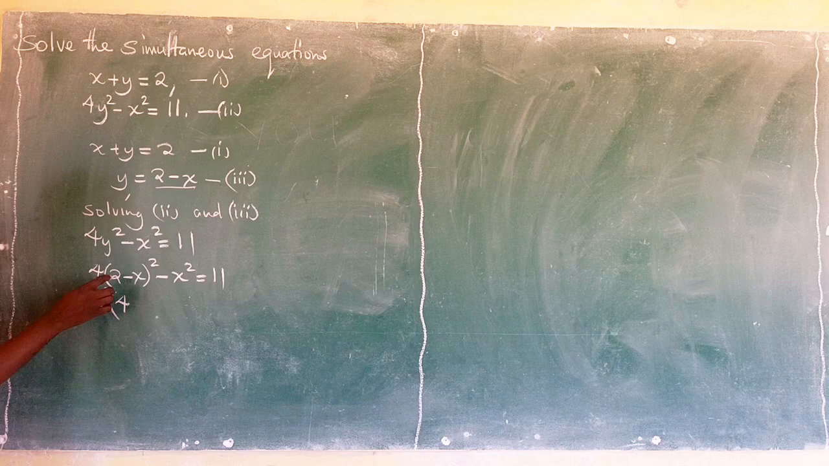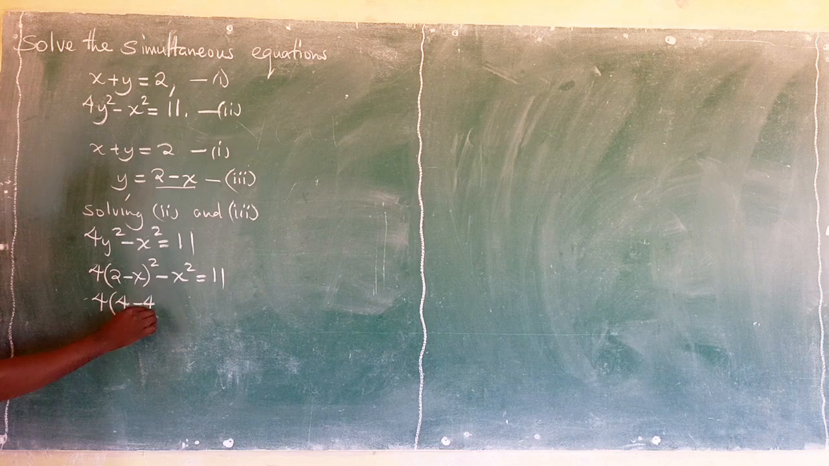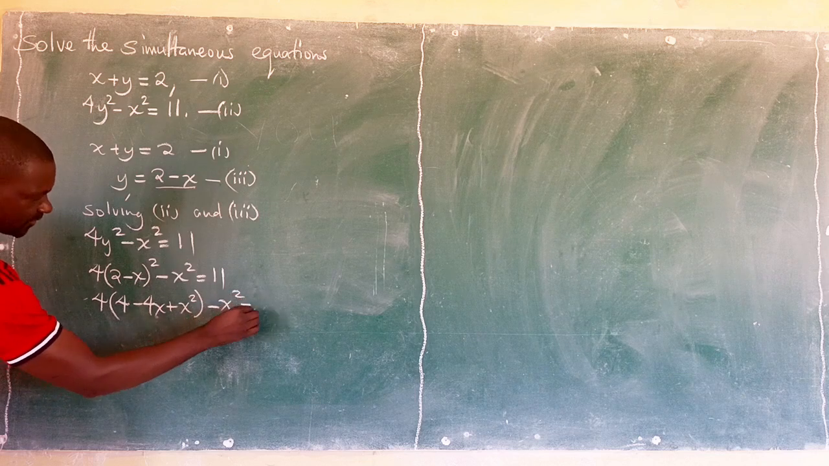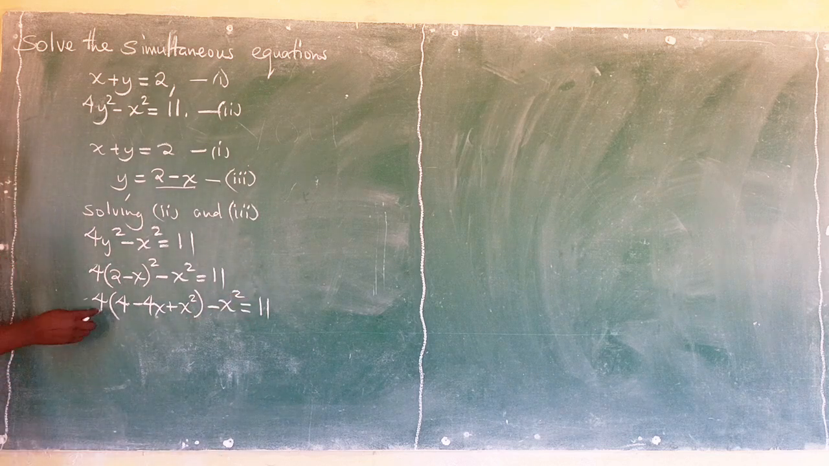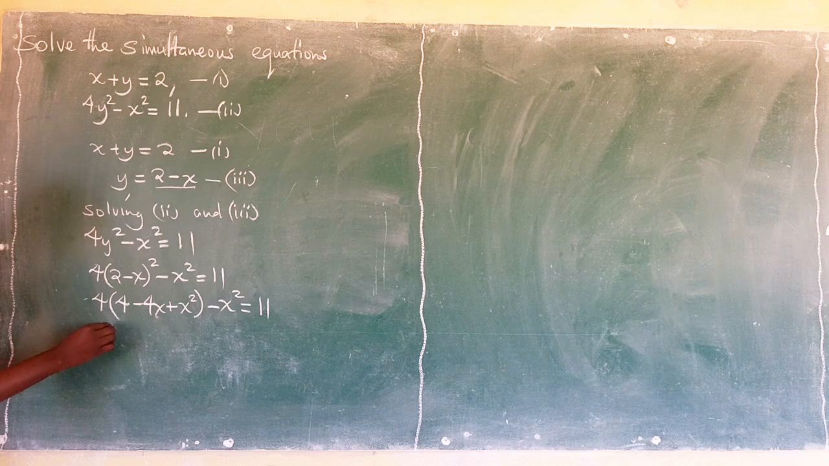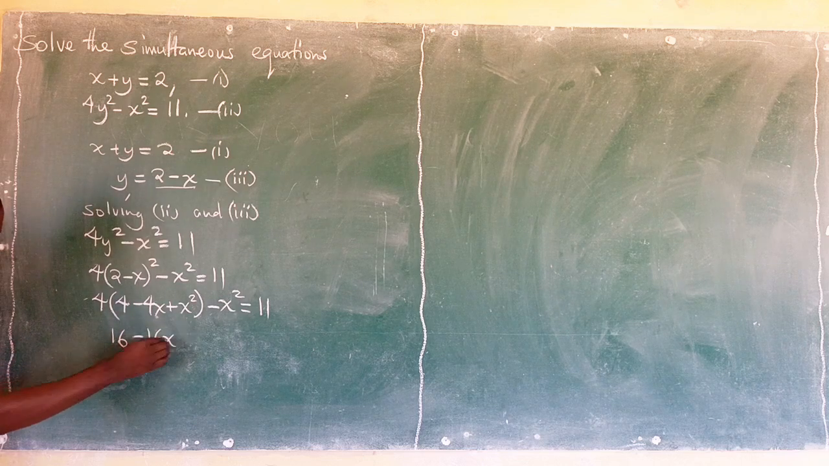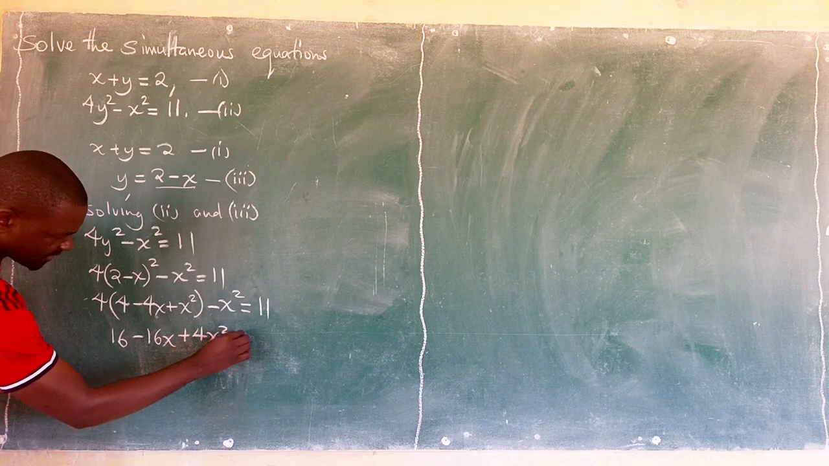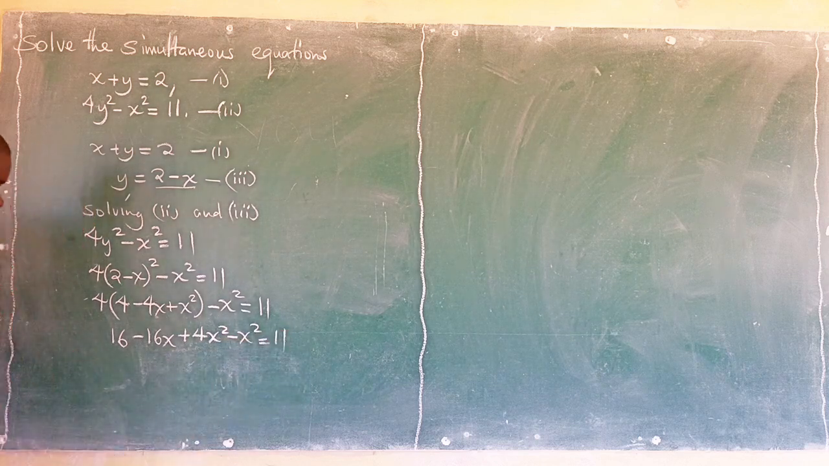We'll have 4, that is, you square this one, it is 4. Then 2 times negative x is negative 2x times 2, that's negative 4x. And then negative x squared will simply be positive x squared minus x squared is equal to 11. Then we expand again. This gives us 16 minus 16x plus 4x squared minus x squared equals 11.